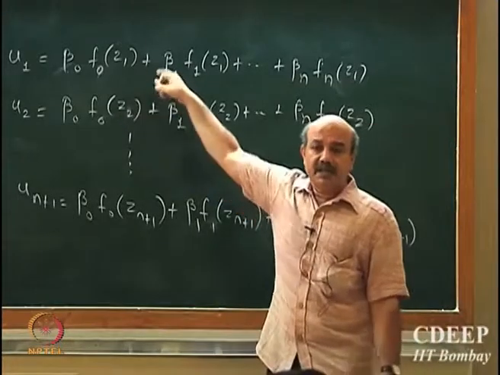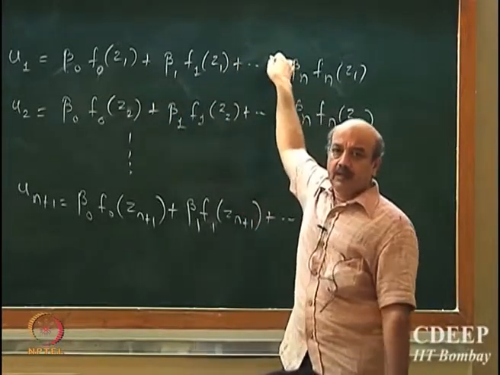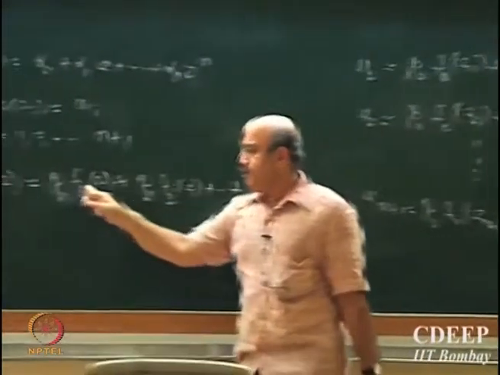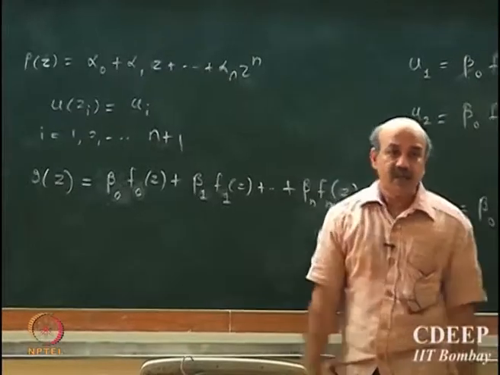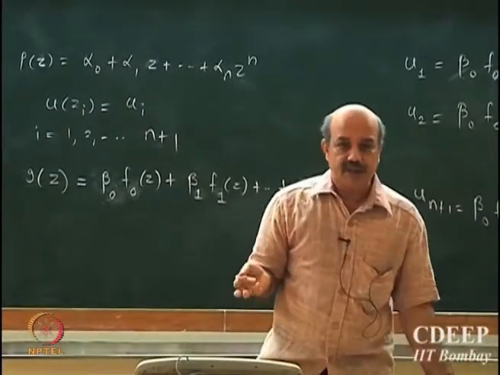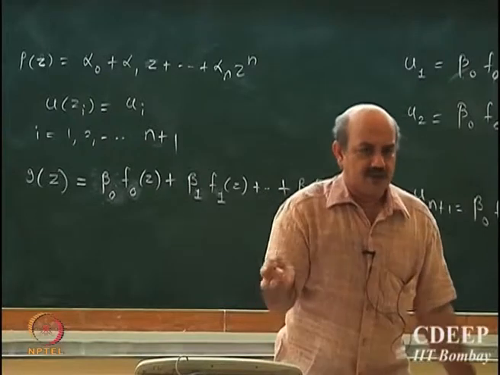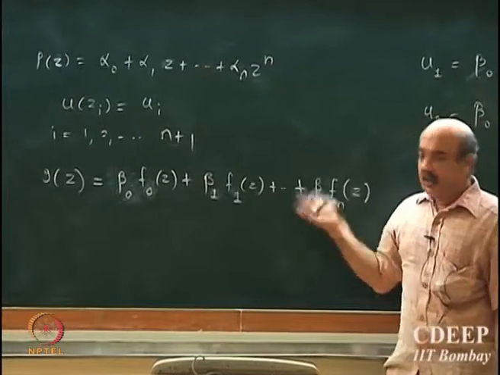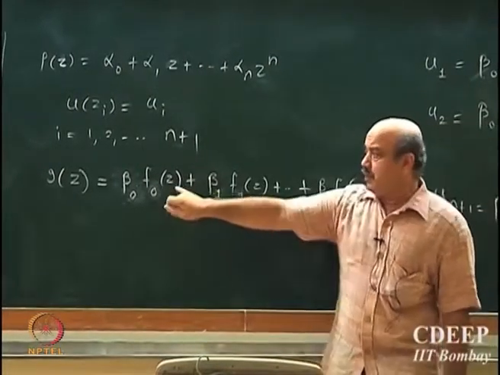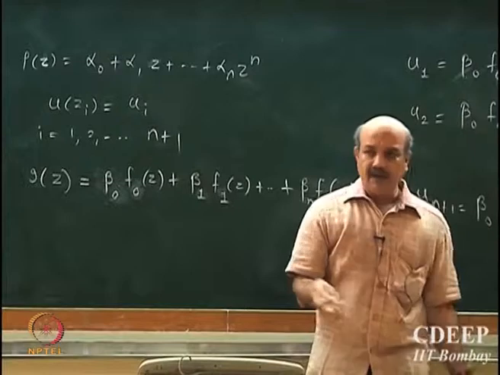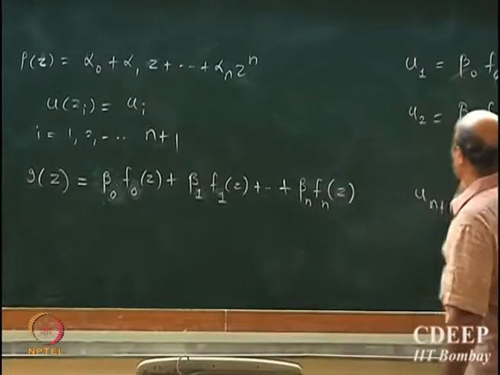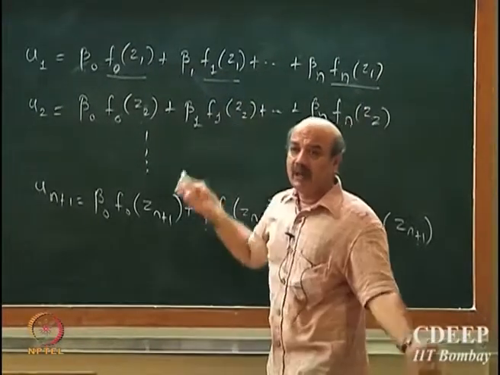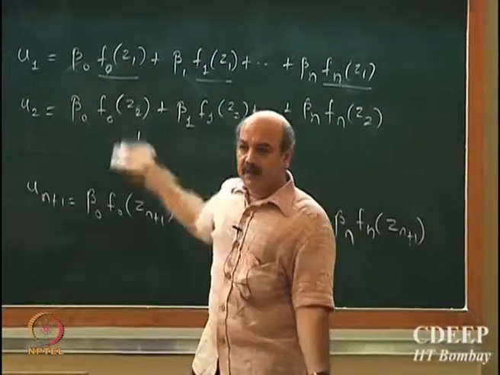What are the unknowns here? Beta 0, beta 1 up to beta n. These are the unknowns. These functions here, f0, f1, the interpolating functions, I have chosen them. I know these functions, like sine, cos, or whatever you choose. So I can substitute values of z and find out the value of that particular function. So here this would be known, this would be known, because I have chosen the function. I can evaluate the function at a particular point.